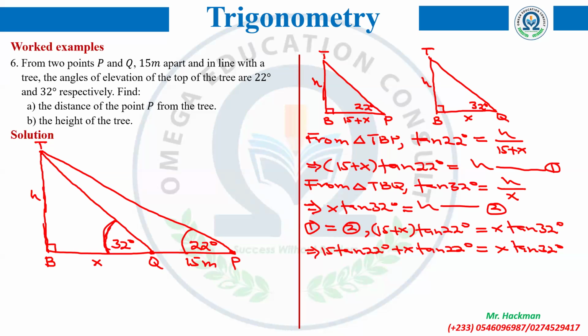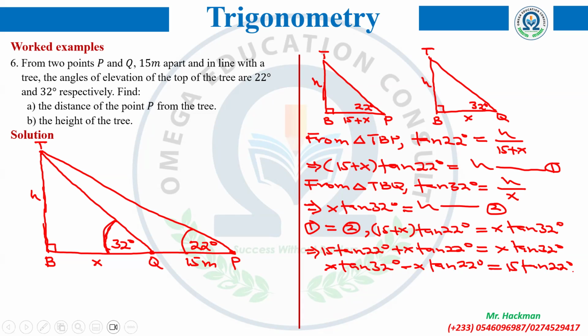Yes, please. Okay, so now I am going to move this one to this side, but I will still write it first. That's not to say I'm moving. So I will have x, and I will maintain this term here, x tan 32 degrees. Then minus, this one will become negative, so minus x tan 22 degrees. That will be equal to, I move this one to this side, so this one will be positive here. So that will give me 15 tan 22 degrees. All correct.